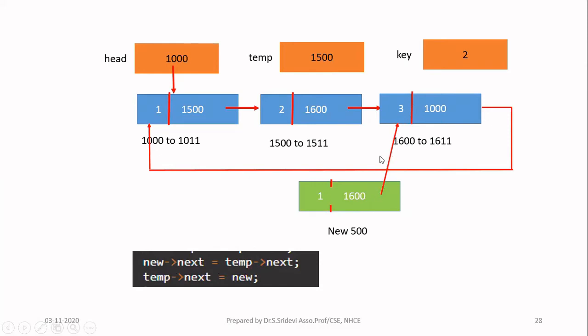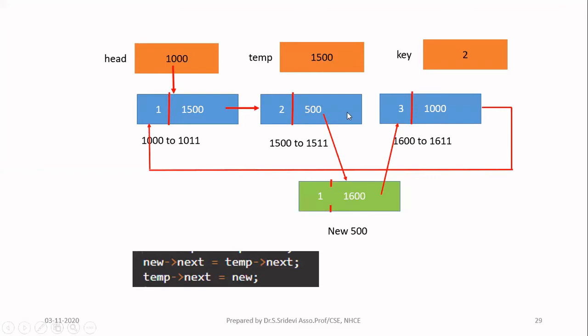Now, what is still pending for you? You have to insert this node after 2. That means this arrow from 2 should point to this node. It is still pending, so you have to do that. What I'm going to do is store the address of the new node, that is 500, here. So I am writing temp arrow next is equal to new. When I do that, this will happen. I will be storing 500 in this node. That means this node will be pointing to this.